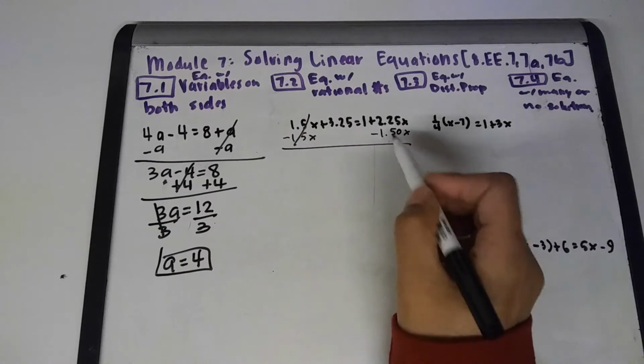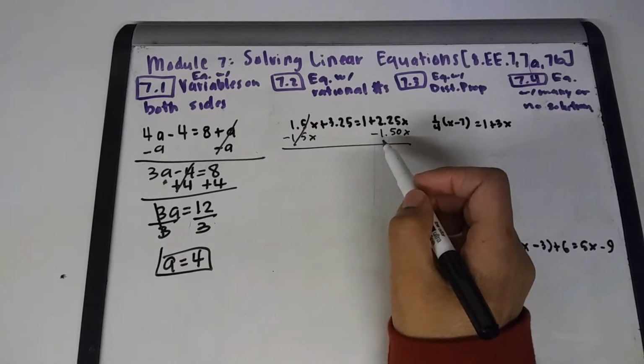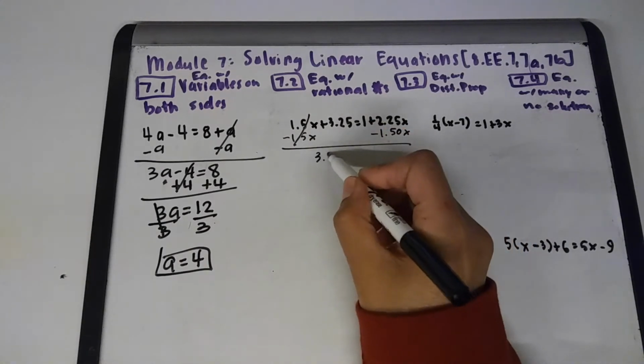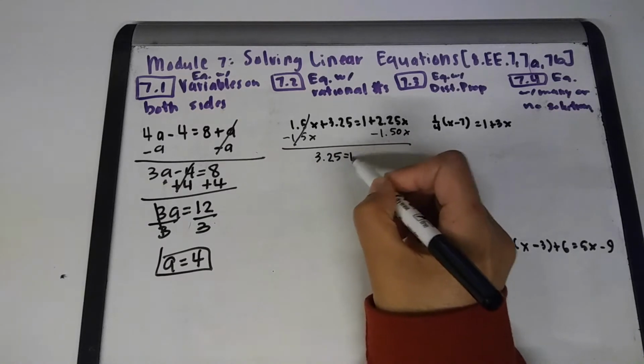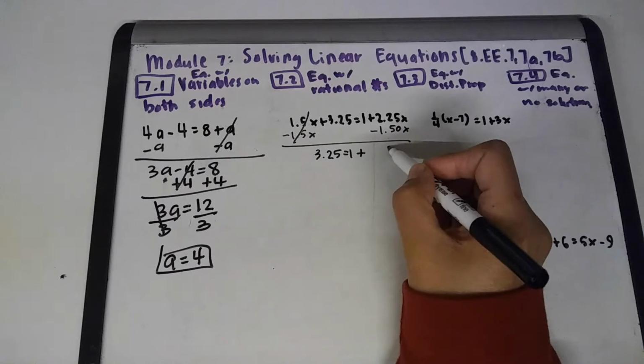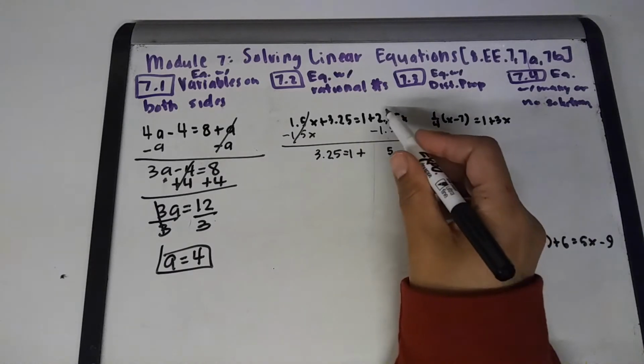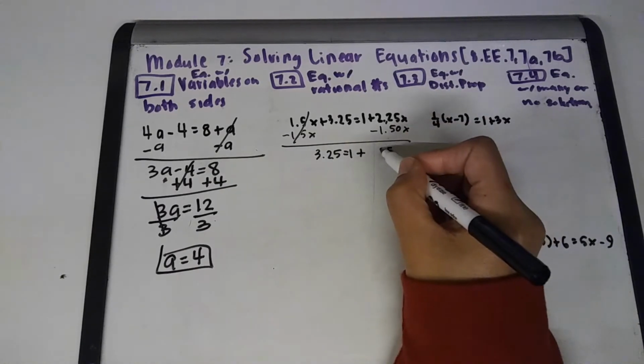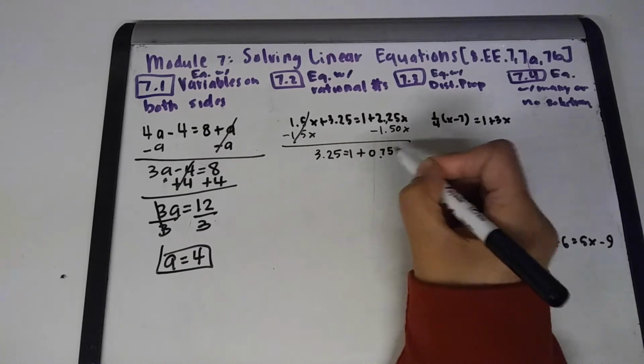Remember, when we subtract or add decimals, we have to line up our decimals. So then I end up with 3.25 equals 1 plus, and then 5 minus 0 is 5, and then I have to borrow here. That becomes a 12. So I end up with this, okay?